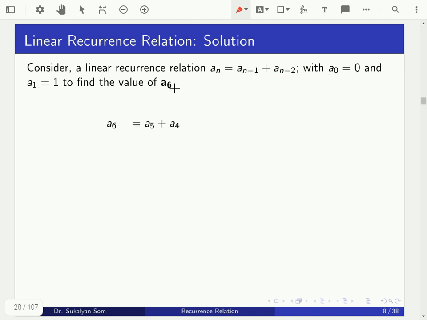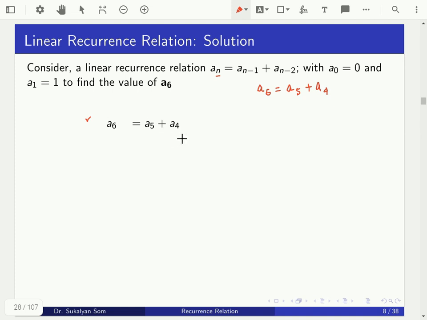Now, in order to find the value of a6 from the given recurrence relation, if we put n equal to 6 in the left hand side of the recurrence relation, then we will get a6 is equal to a6 minus 1, that is a5, plus a6 minus 2, that is a4. So let us start from this. a6 is equal to a5 plus a4.